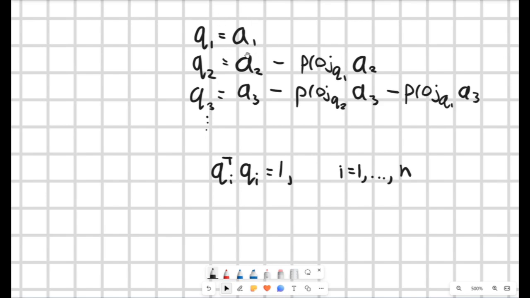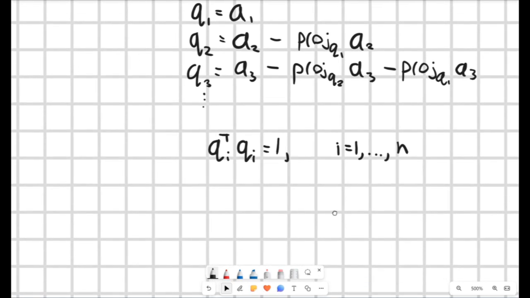So if we look at this first term here, bearing in mind that we may have normalized Q1 afterwards, what we can say is that A1 is equal to some kind of constant times Q1. The two vectors point in the same direction, but potentially with different magnitude. So I'm going to write that down here. I'm going to say that A1 is equal to some constant, which I'm going to write as R11 for reasons that become clear later, multiplied by Q1.